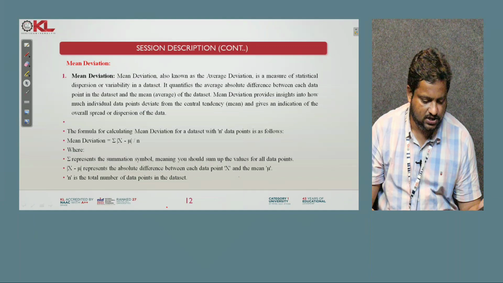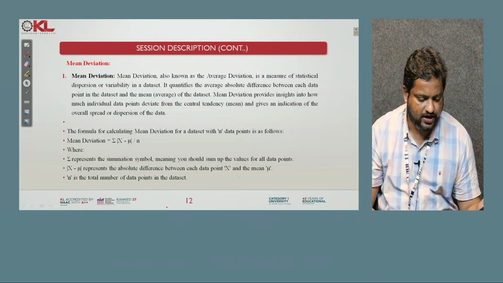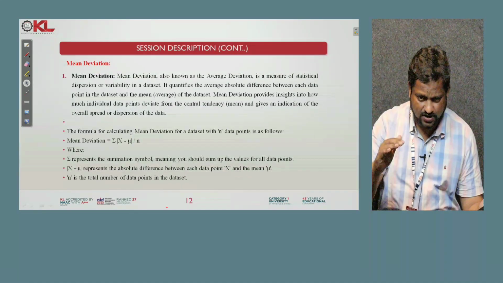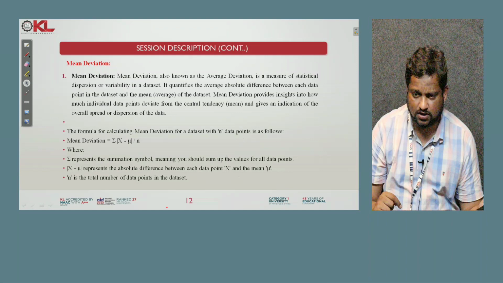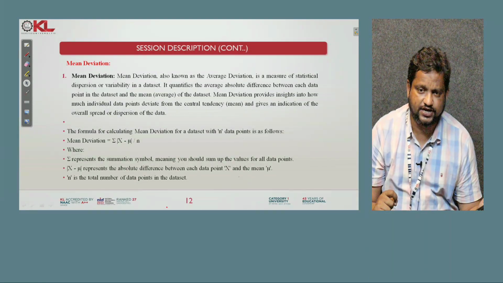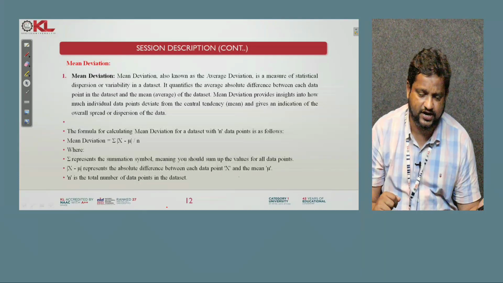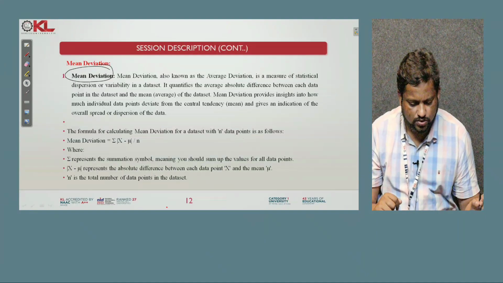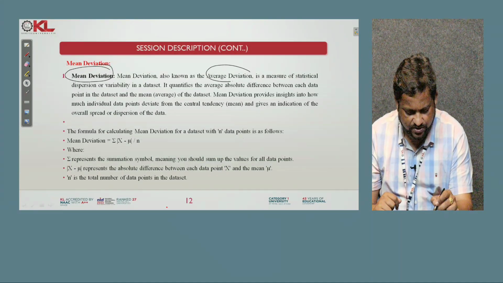Next type of statistical tool: mean deviation. Mean deviation is another kind of statistical tool. As I mentioned, all these tools are different approaches to find the variation, spread or dispersion in the data set. In that process, mean deviation is another tool. What it does is find the average deviation.